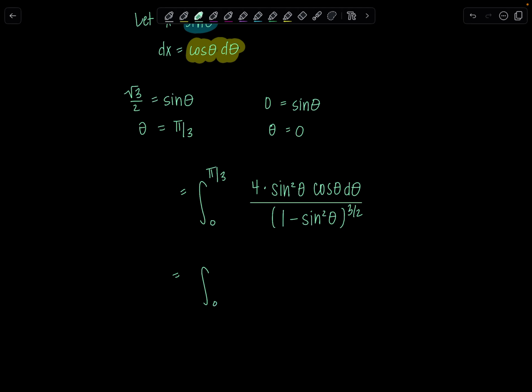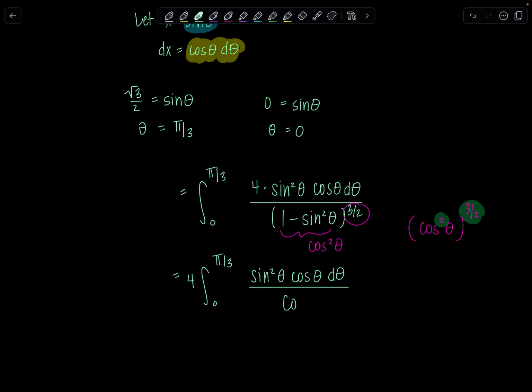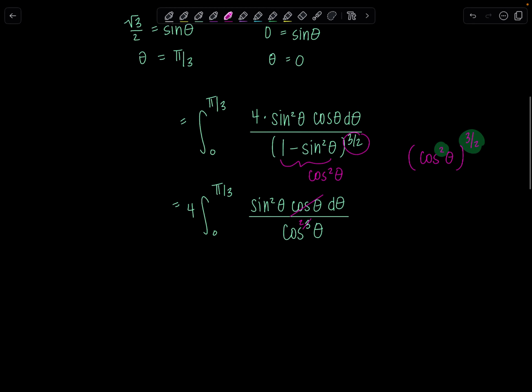So what is this? 0 to pi over 3. Let me take the 4 out. Sine squared theta, cosine theta, d theta. Now remember, 1 minus sine squared theta, that's cosine squared theta. But then that's being raised to the 3 halves power. So cosine squared theta raised to the 3 halves, we multiply these exponents. 2 times 3 halves is just going to give me 3. So now I've got cosine cubed theta in the denominator. Beautiful. I can cancel out a cosine from the numerator, and then I just have cosine squared theta down there.